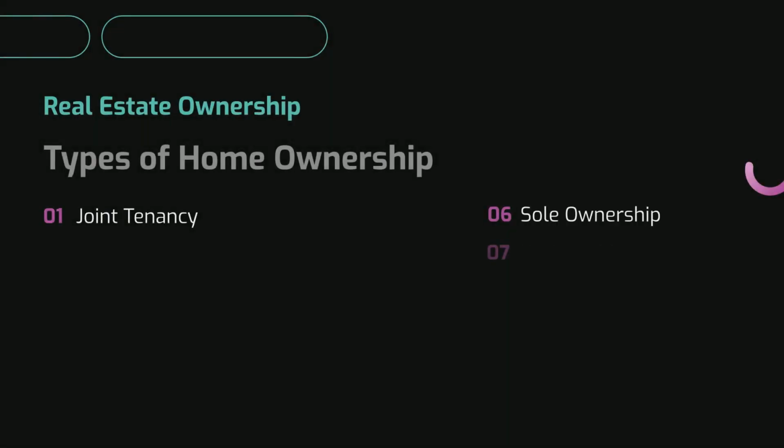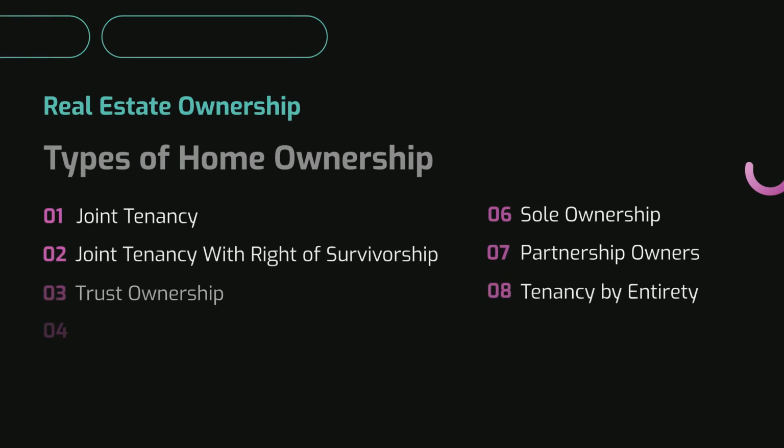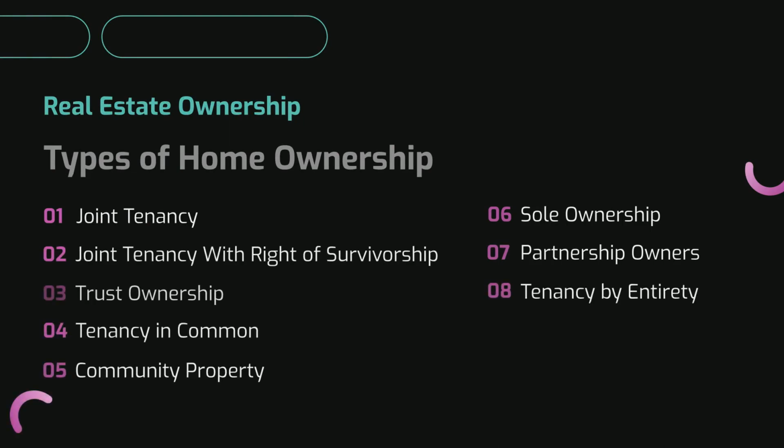8. Tenancy by the entirety. Tenancy by the entirety is a homeownership type that's only applicable to married couples. This form of ownership assumes a couple is one person and transfers ownership to them as such. It also assumes that if one partner passes away, the entire ownership transfers to the surviving spouse.